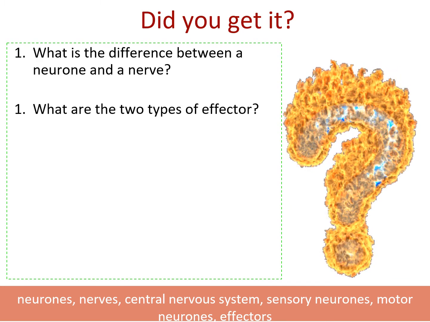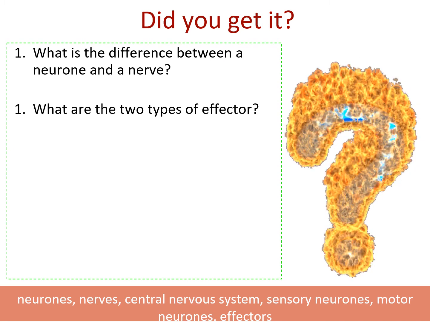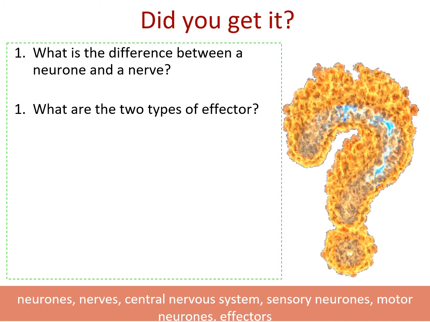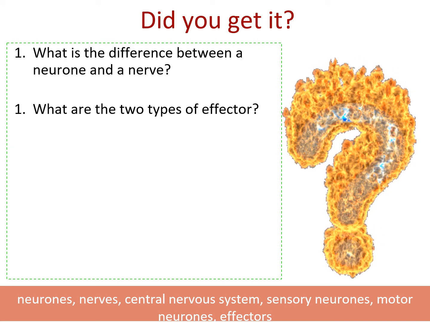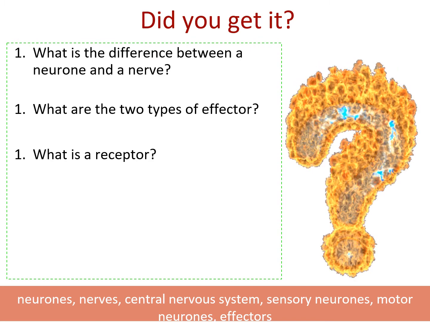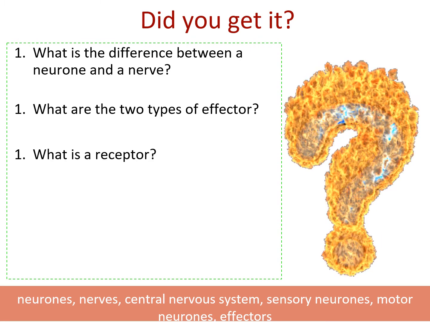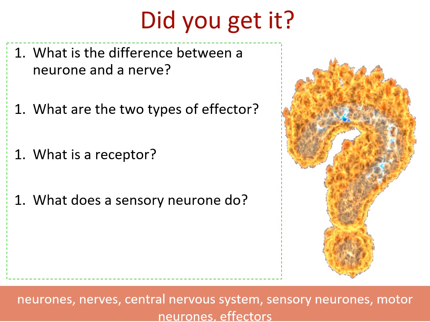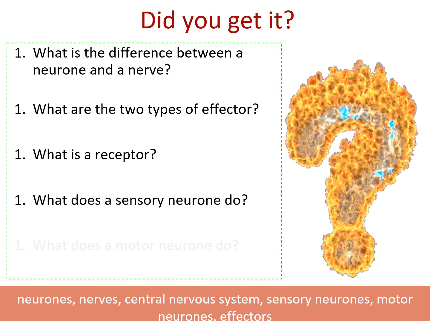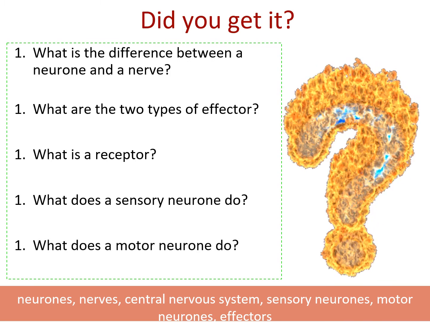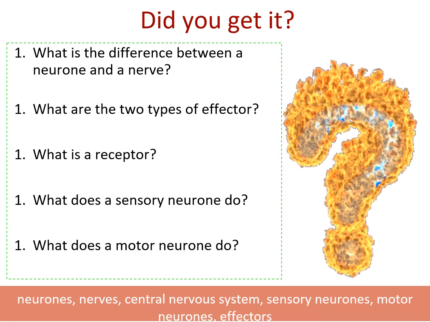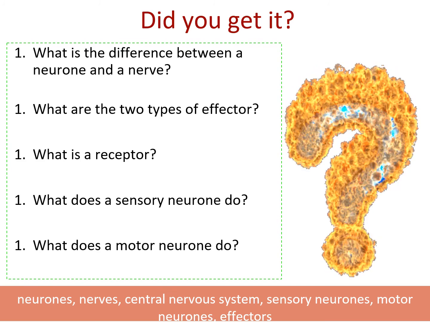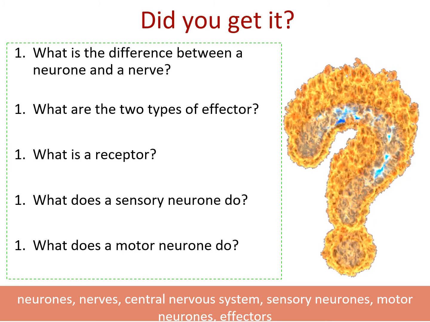Okay, for some reason I've got two number ones. Okay, never mind. What are the two types of effector? Right, number 3. What's a receptor? Number 4, what does a sensory neuron do? And number 5, what does a motor neuron do? Okay, so going through the answers, if need be, if the cover supervisor could pause to give you time to do it, or if not, we'll just go straight on to the answers.